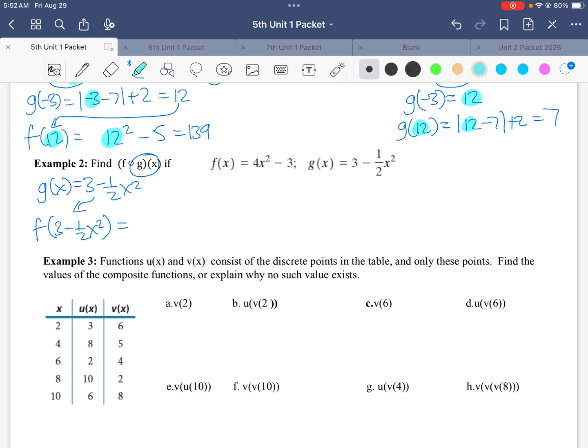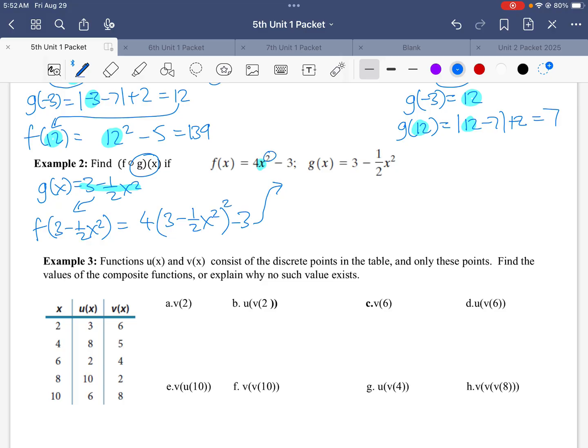So what am I doing here? I'm taking this whole answer and I'm going to put it right here where it says x in f. Okay, so this gives me 4 times 3 minus 1/2 x squared, and then minus 3. Okay, let's write this out so we don't make a mistake. I've missed out the squared sign, so sorry. Right, we have a squared here.